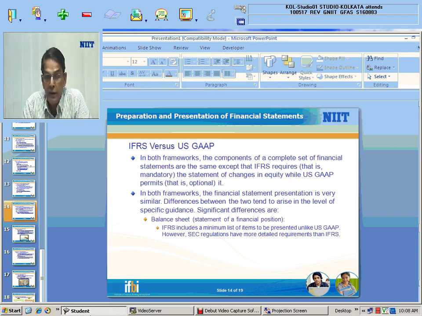Significant differences: balance sheet, statement of financial position. IFRS includes a minimum list of items to be presented, unlike US GAAP. However, SEC regulations have more detailed requirements than IFRS. So US GAAP may not require a minimum list of line items to be presented, but when you go to SEC regulations, then it has more detailed requirements compared to IFRS.